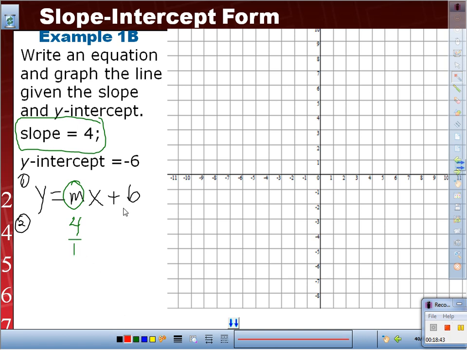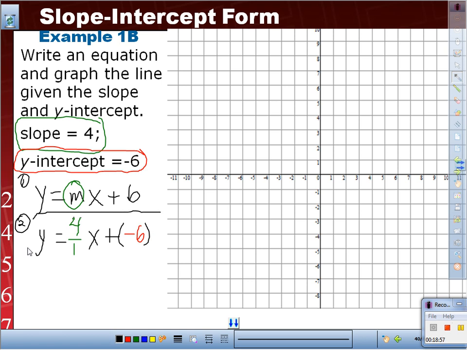Okay. What is my y-intercept? -6. All right. Now that I have that, I bring everything else down. The y, the equals, the x, the plus. And now this is my slope-intercept form. Another way of writing this would be like this. Y equals 4 over 1 x minus 6. Are we done writing our equation? Yes. We're done writing our equation, aren't we?